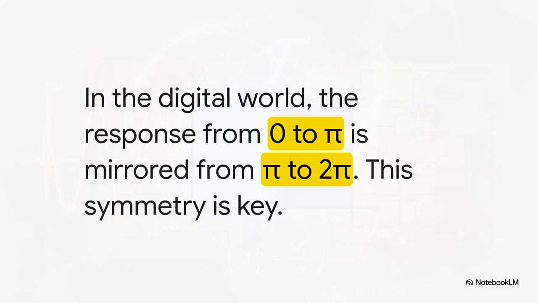Here's a cool thing about working in the digital domain. Frequency responses are periodic. The response you see from 0 to pi is just a perfect mirror image of the response from pi to 2 pi. This symmetry is really handy because it means we can just focus our analysis on the range from -pi to pi, which usually makes the math a whole lot cleaner.